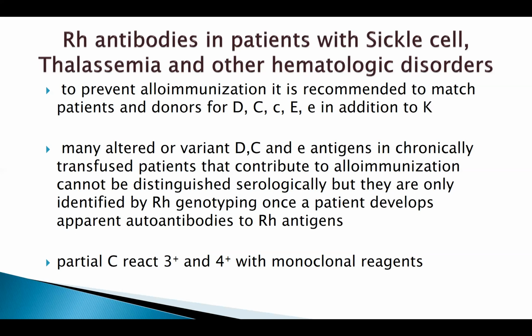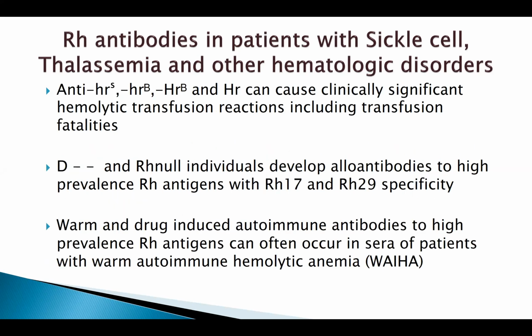are not recognized, and they are recognized when genotyping is done for the patient on the sample, or when they produce antibodies which present as an autoantibody, and then it is possible that you recognize the variant of the phenotype. D-dash and Rh null individuals develop antibodies to high prevalence antigens, Rh17, Rh29, and also in warm and drug-induced autoimmune antibodies to high prevalence Rh antigen can occur in several patients who have warm autoimmune hemolytic anemia.